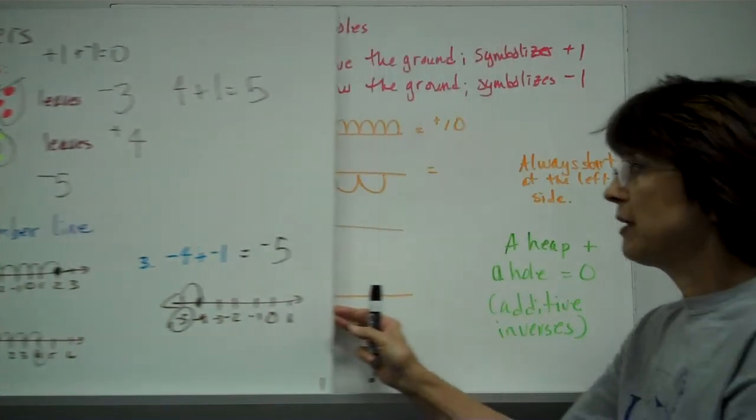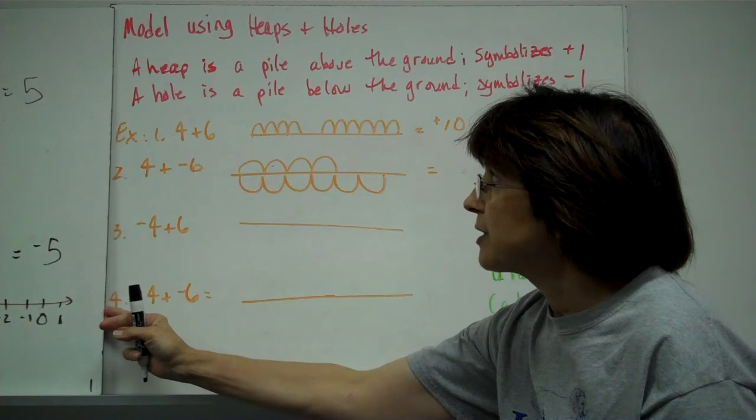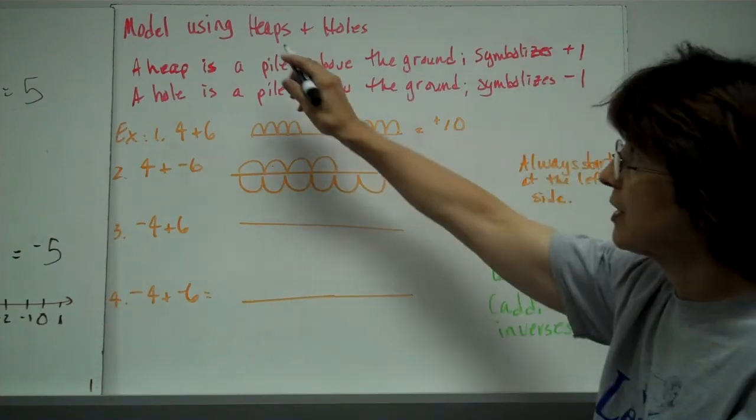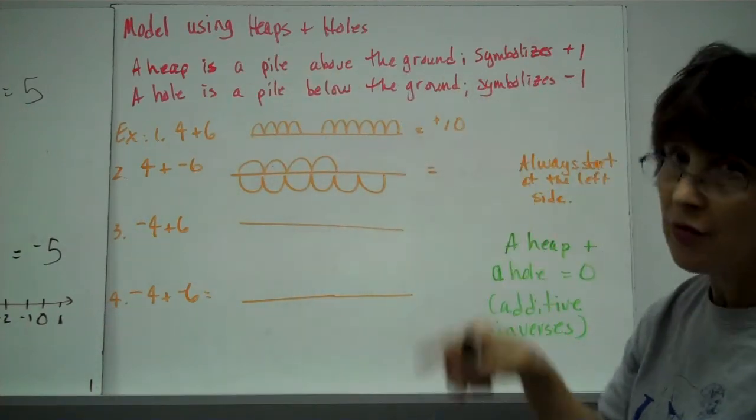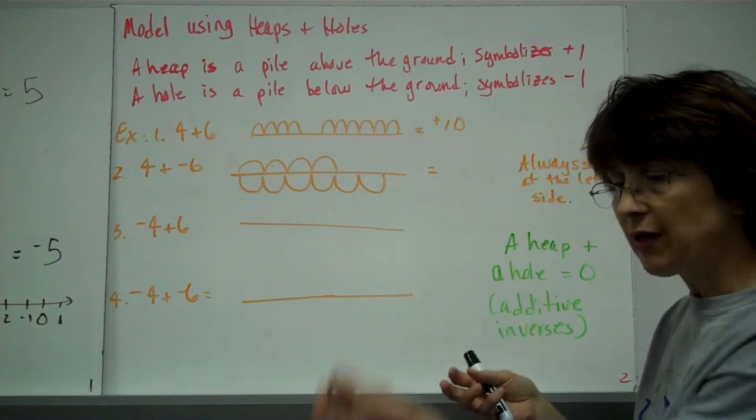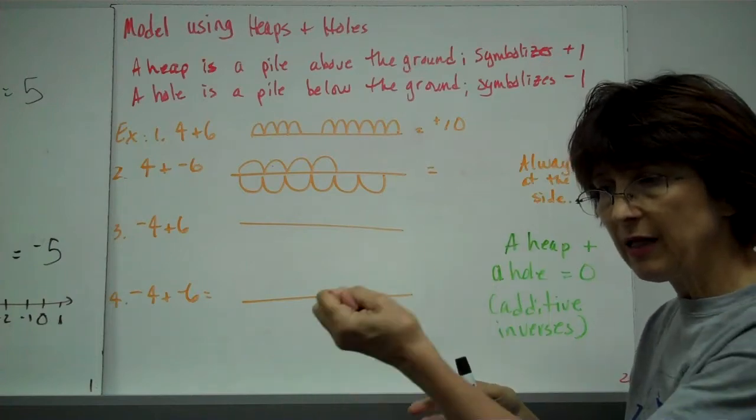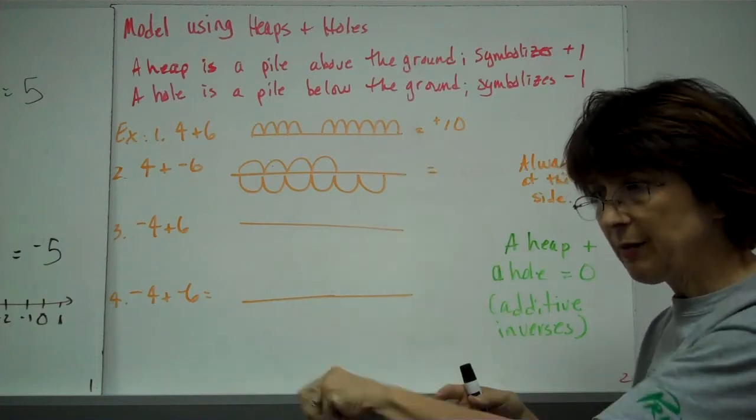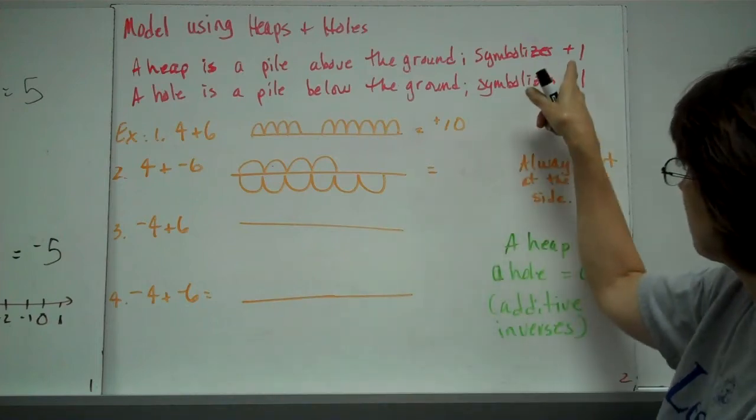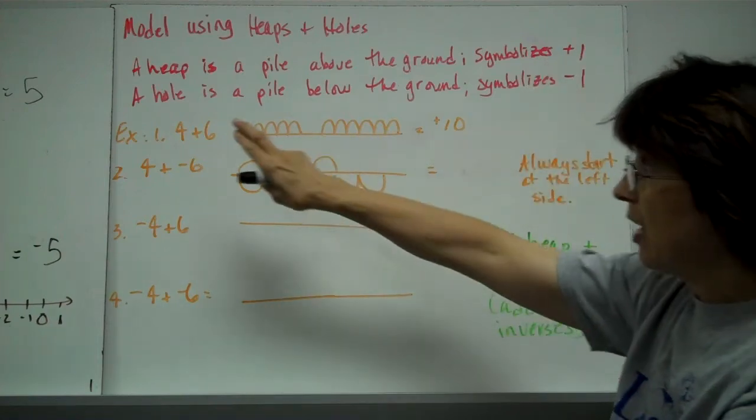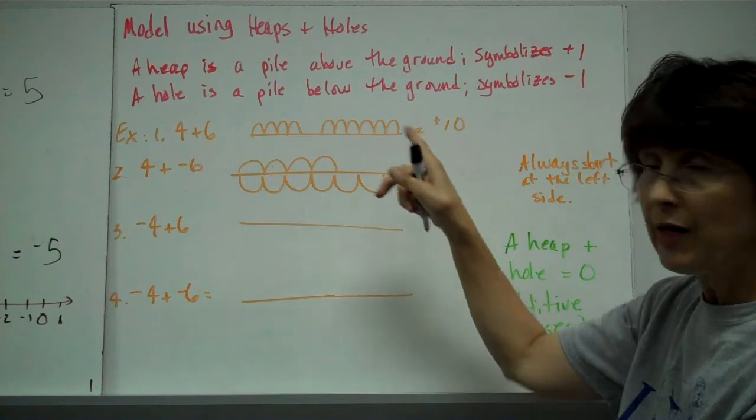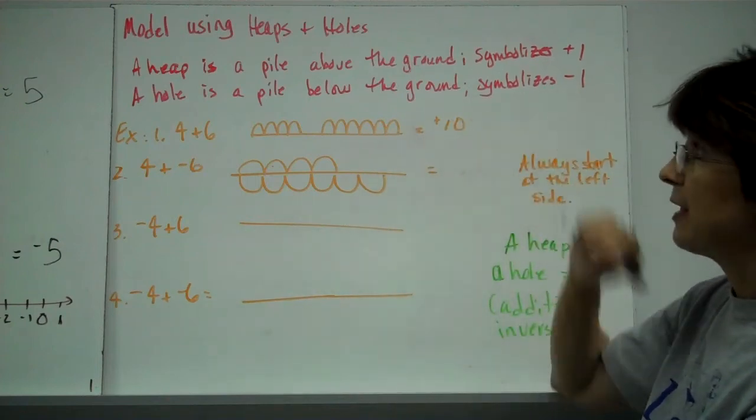Okay, another way to model it, besides a number line and chips, is using heaps and holes. A heap is a pile above the ground, like if you're going to go to the beach and you want to dig in the sand, you dig a hole and you get a heap, a pile above the sand. So that would represent positive 1, one heap. A hole would be a pile below the ground, and that would symbolize negative 1.